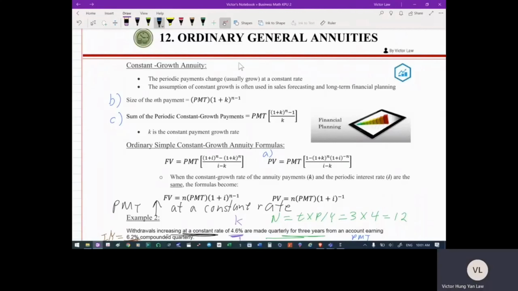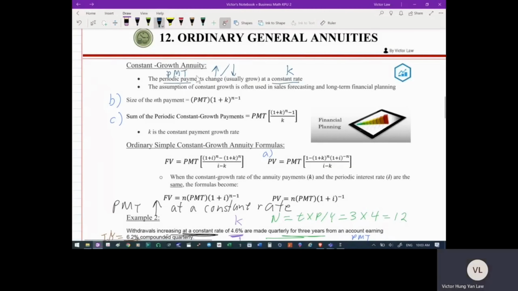The next topic that we're going to talk about is constant growth annuity. So previously, we assumed that the periodic payment is constant over time, but in real life, often the periodic payment changes, and this is what we're going to cover right now. For constant growth annuity, our periodic payment changes at a constant rate.